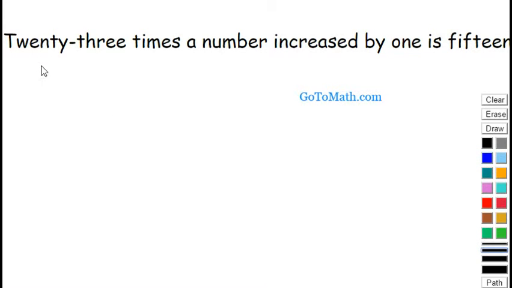Let's do that. So it says 23 times a number. Okay, well, I think we all know what 23 is. I think we can all figure out how to write that. So 23 times a number. Now, we'll let the number be x. How's that? 23 times a number is increased by 1. And increased means we're going to add 1 to it. And the word is the equal sign. And then obviously 15.